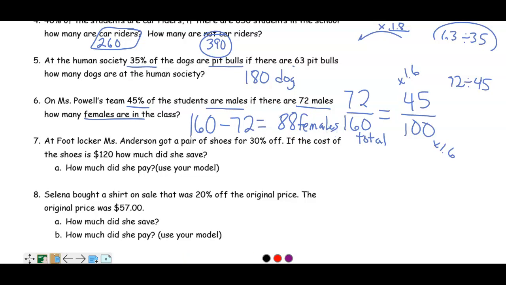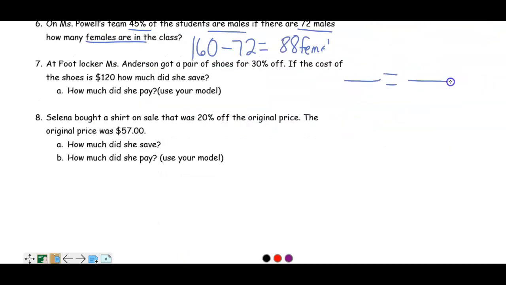Okay, number 7. All right, for number 7, we set it up like this. We have 30%. And then the cost of the shoes is $120. I think they mean the original price. So the base, when we're talking about discounts and prices, that base is the starting price, always the starting price. And the amount that's up here is always the amount of whatever that percent is. This is the percent off. This is the amount off right here. So they will mean the same thing. This is our discount amount.